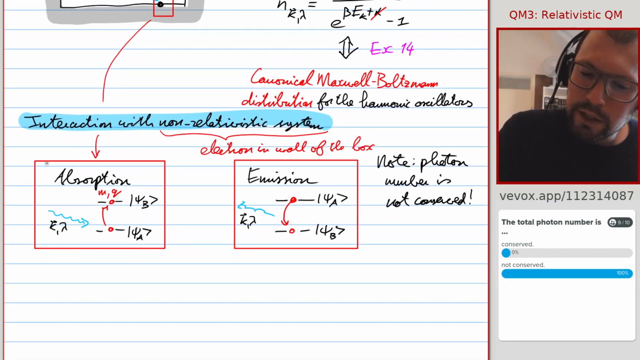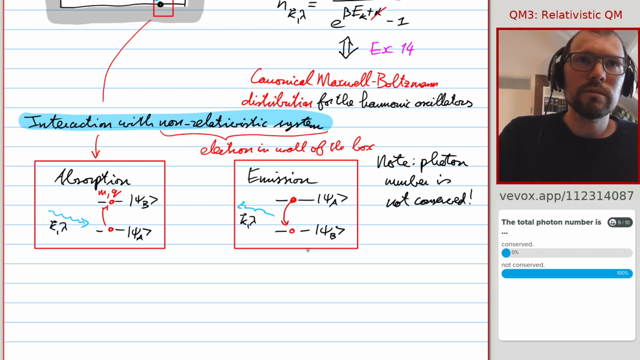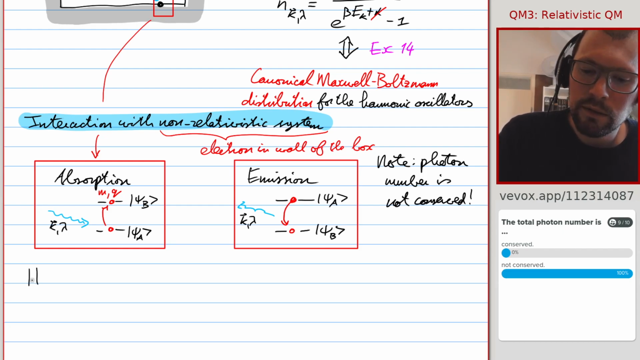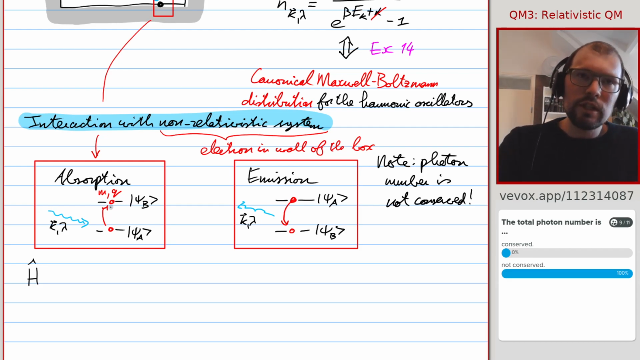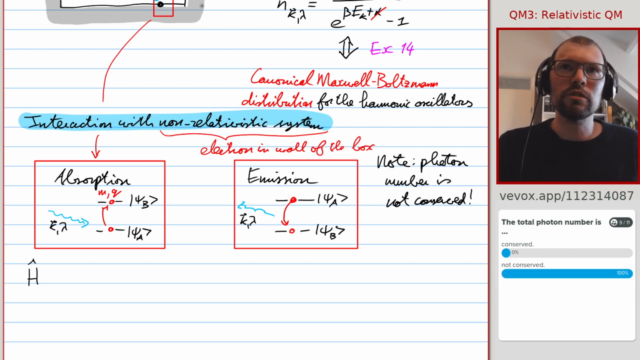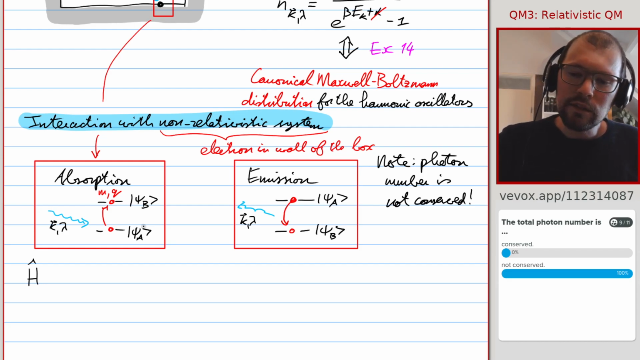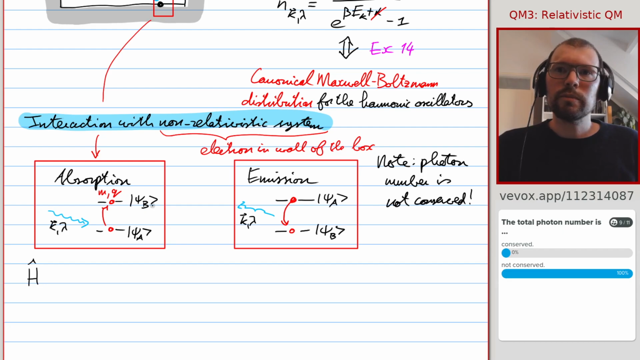Okay, but let's now look in more quantum mechanical detail at these two processes. So how could we do this? Well, we have to write down the Hamiltonian of the combined system of the photons and one of these non-relativistic particles. And we'll just single out one of them. We're not going to model the whole wall. It will be sufficient just to look at a single particle and two of its energy eigenstates.